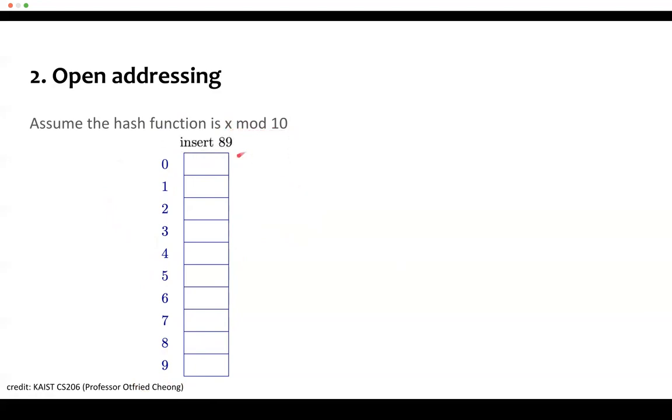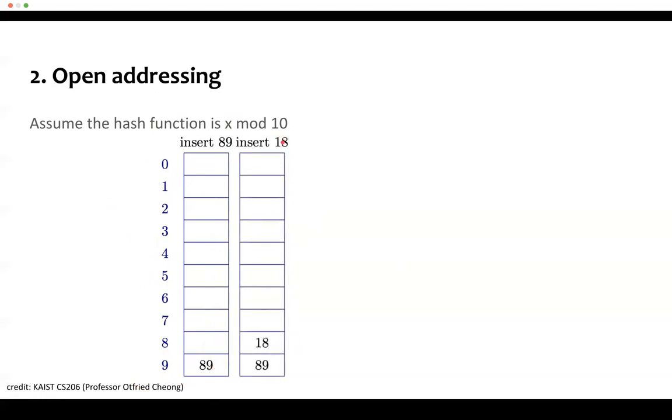And when we want to insert 89, the remainder is 9, so it has to go to this position as follows. And next, we want to insert 18. And the memory location it has to go is 8 because the remainder is 8. So it's going to be placed here at this position.